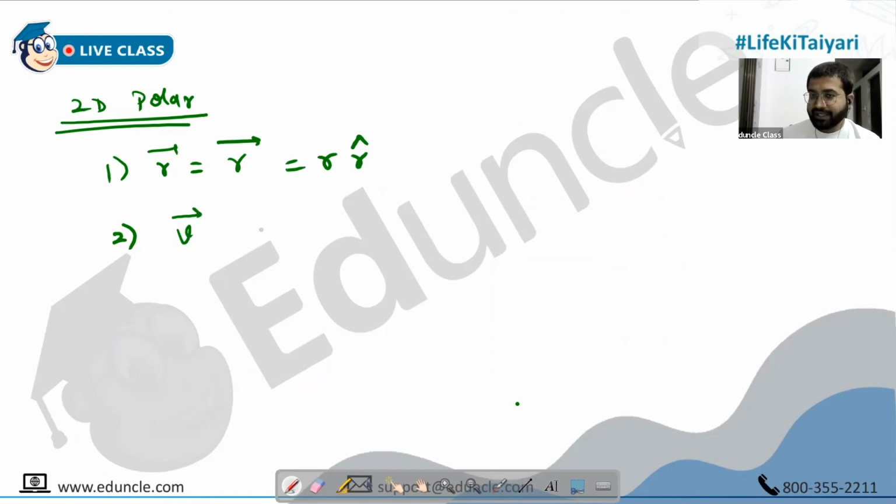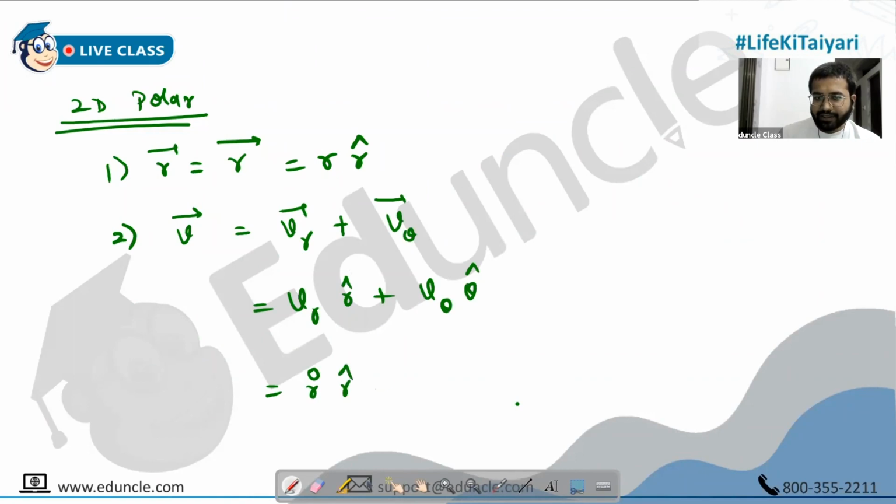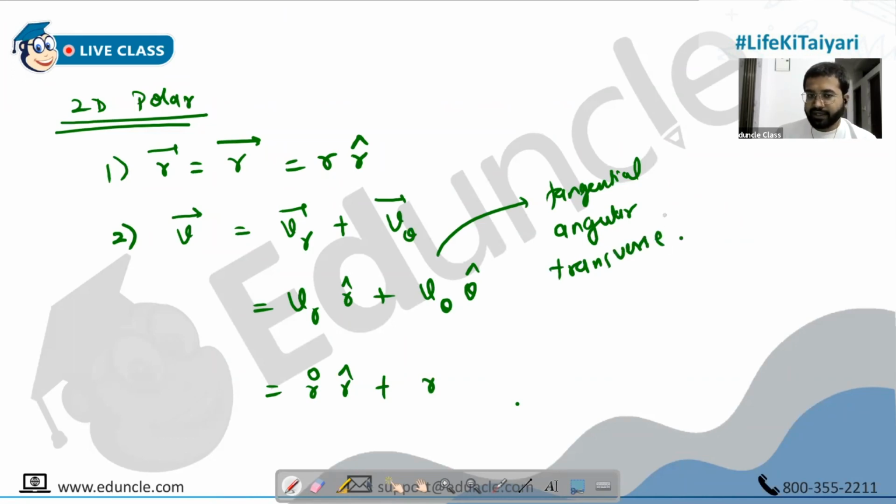Then we derived velocity vector. Velocity vector has two components. One is the radial component, other is the angular component, vr vector and v theta vector, which we can write as vr into r cap plus v theta into theta cap. What was our radial velocity, people? r dot. What was our angular velocity? Tangential component, angular component. It has multiple names. It is also popularly known as transverse component. So you can write any of these. And that was r into theta dot, if you remember.